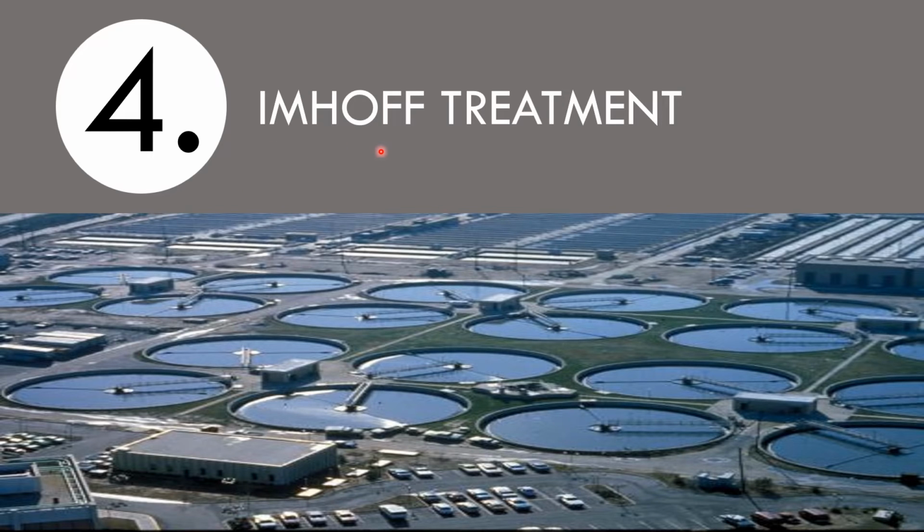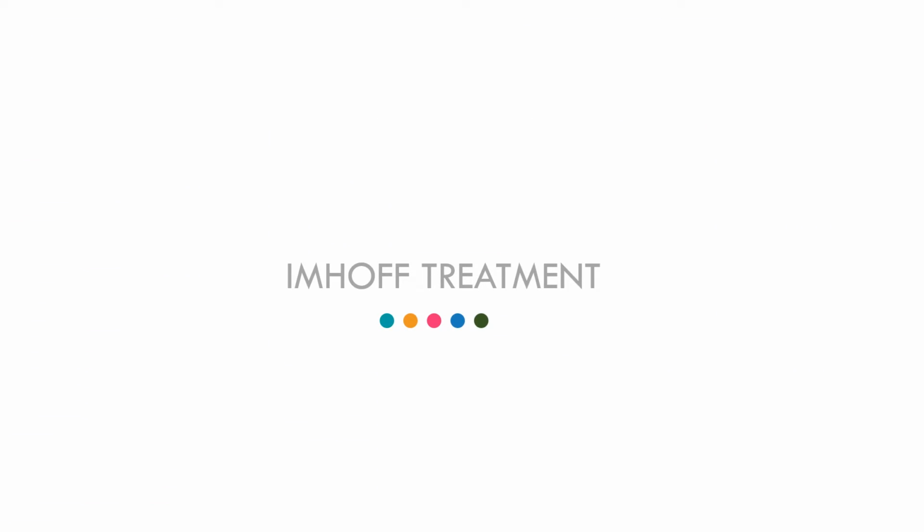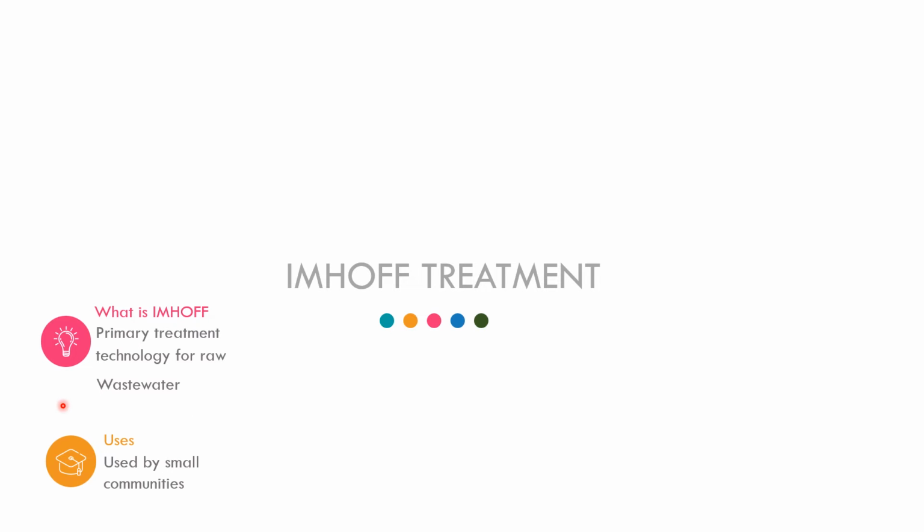Another method is Imhoff treatment. Let's talk about Imhoff. Now, what is Imhoff treatment? Imhoff treatment is a primary treatment technology for raw wastewater designed for solid liquid separation and digestion of the settled sludge. Uses and applications of Imhoff treatment: it is used by small communities where, due to the underground construction, land is very limited.